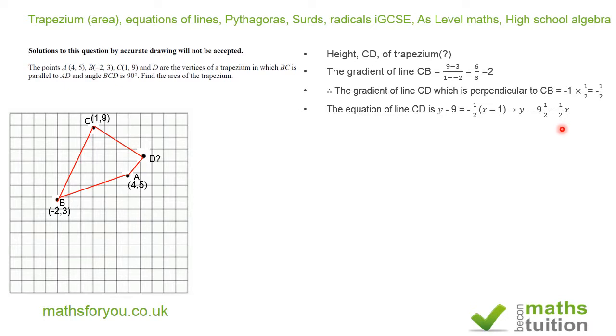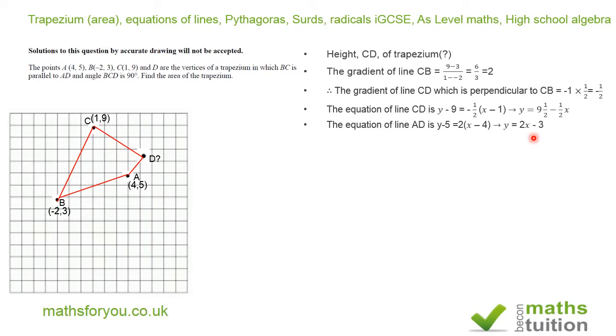Now, for AD, we know that AD is parallel to CB. Therefore, they must have the same gradient. So the equation of line AD will now be y minus 5 is equal to 2 into x minus 4, because the y coordinate at the point A is 5 and the x coordinate at the point A is 4. When we simplify, we have that y is equal to 2x minus 3.